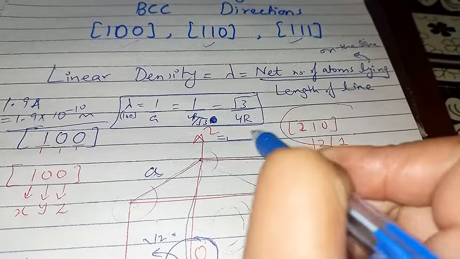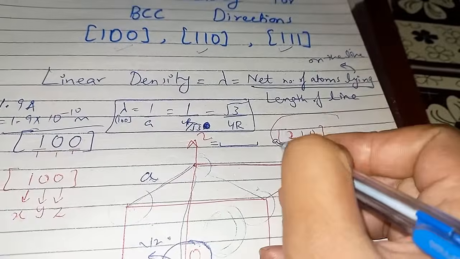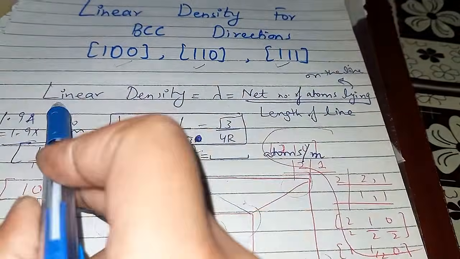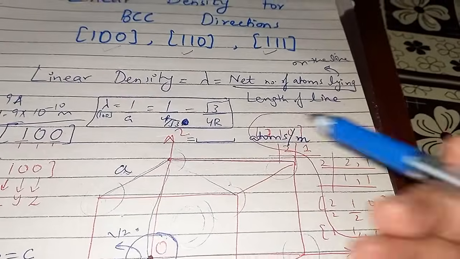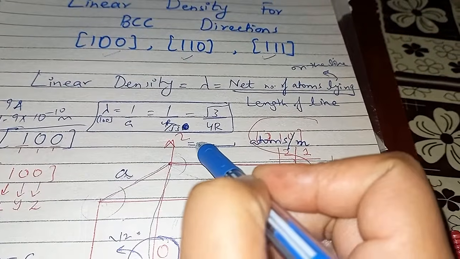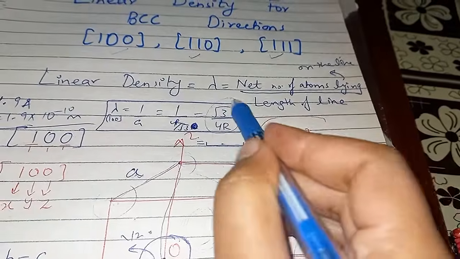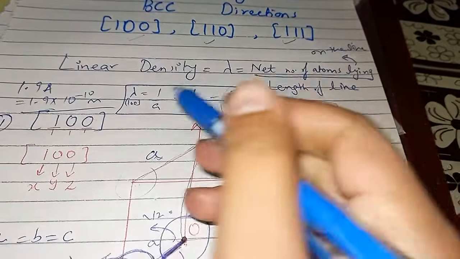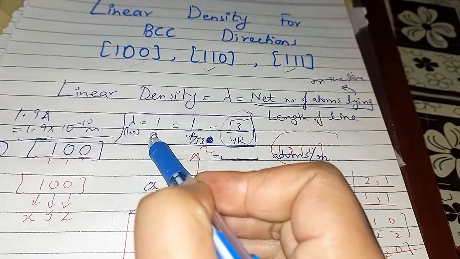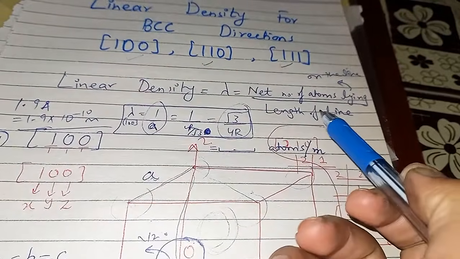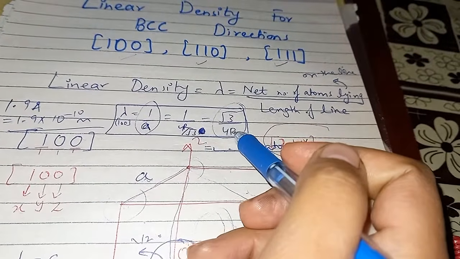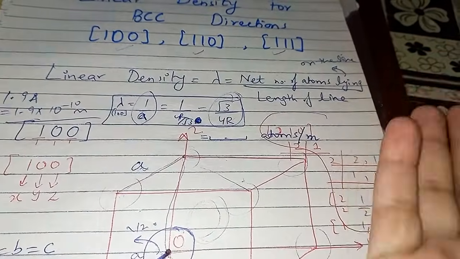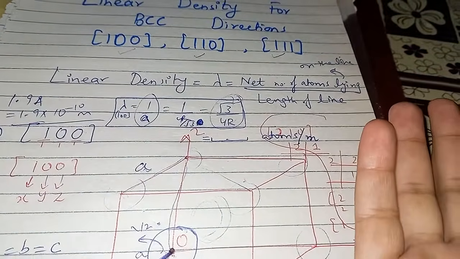The resultant value you write right there, and the units will be atoms per meter. Since it is a linear density, that is why it is per meter. Atoms per meter will be the units that you mention alongside the numerical value. If the lattice parameter is given, then use this one relation to find the numerical value of linear density, and if the atomic radius is given, then use this relation. Use the relation accordingly depending upon which parameter is given.